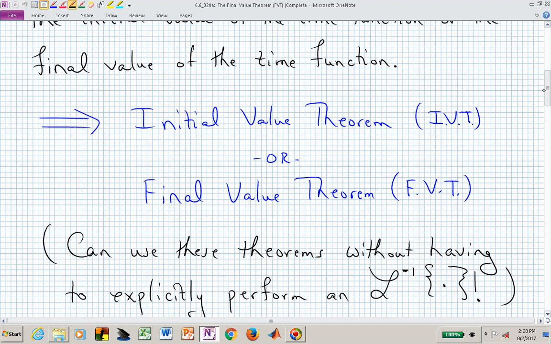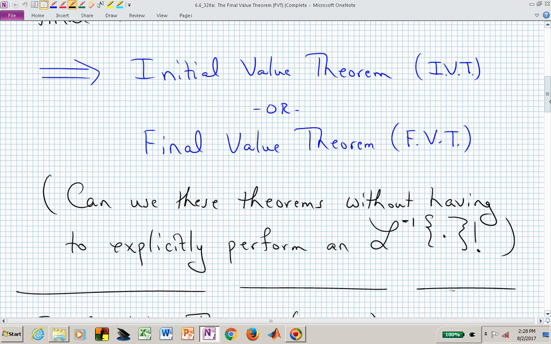And the beauty of these theorems is that we don't have to go through the process of explicitly finding the inverse Laplace transform exactly. What we can do is simply work with the transform expression directly and quickly, with some limiting arguments, determine what, if it's applicable, the initial value and the final value of this particular expression given by a given transform.